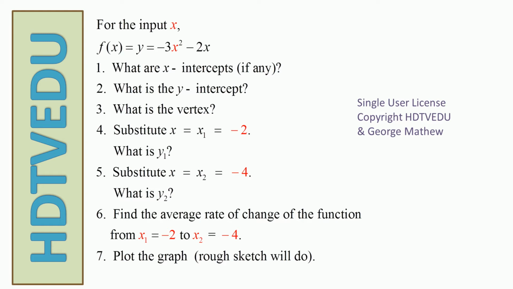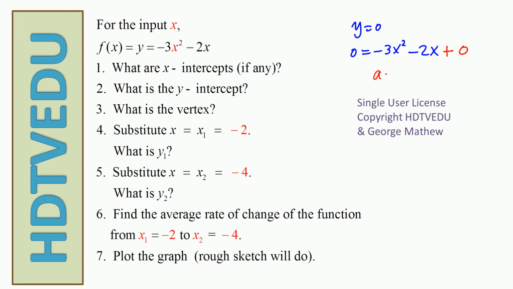So for the input x, f of x equals negative 3x squared minus 2x. What are the x-intercepts, if any? All right. For the x-intercept, you set y equal to 0. If you set y equal to 0, you say 0 equals negative 3x squared minus 2x. And don't forget, what is not visible is c, and that is to be put as 0.